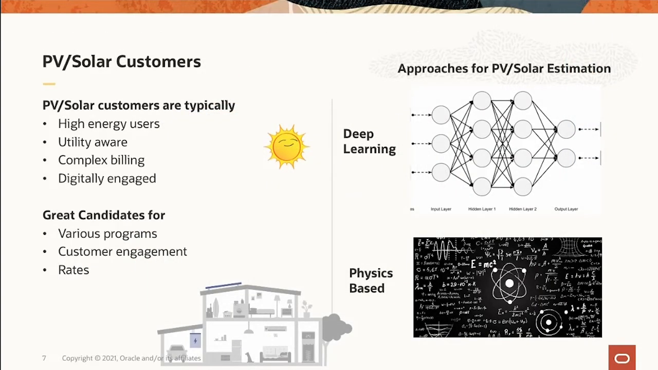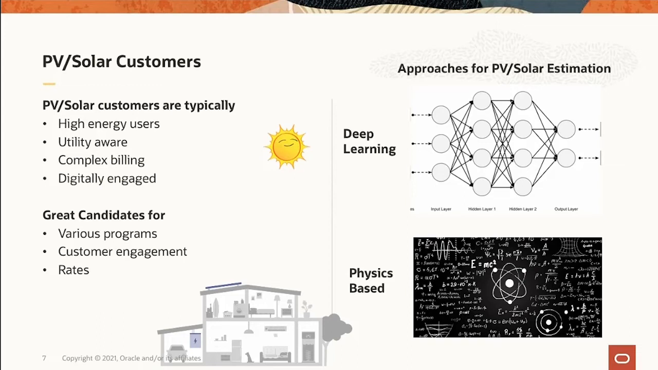Solar customers are typically high energy users. They are utility aware, they have complex bills, and they are digitally engaged. Solar customers are great candidates for various programs. They like customer engagement, and they are rate aware.